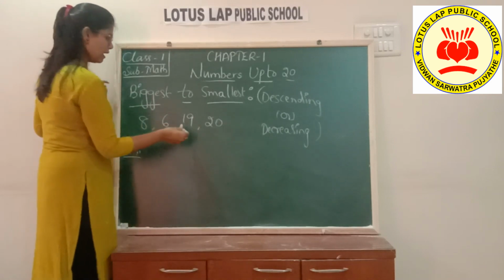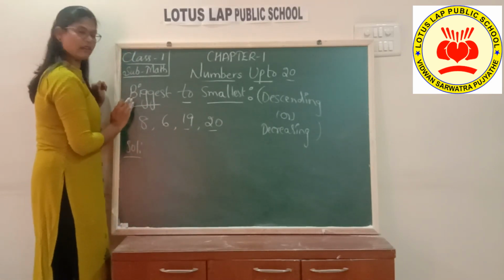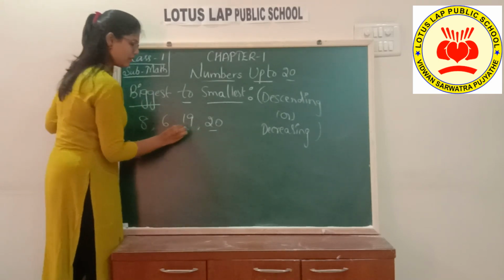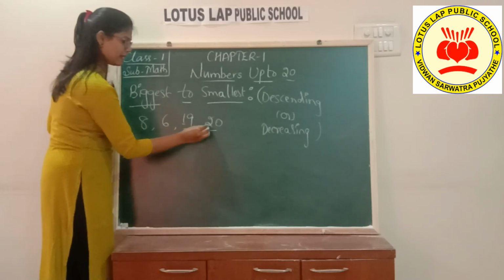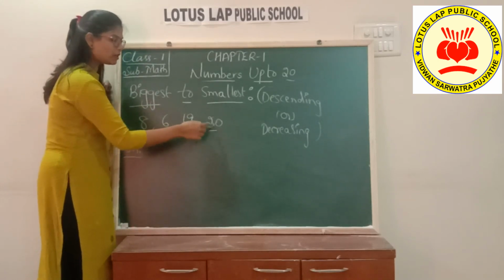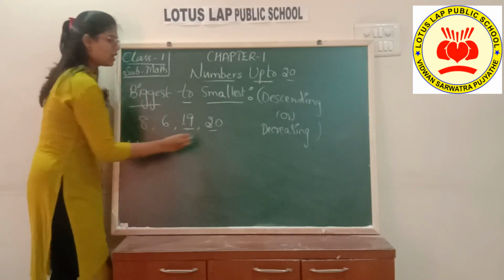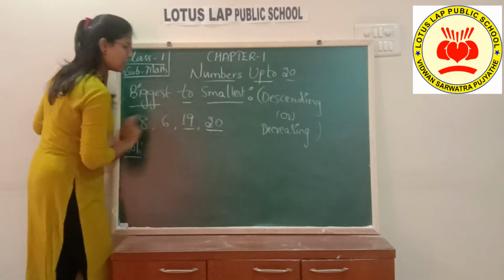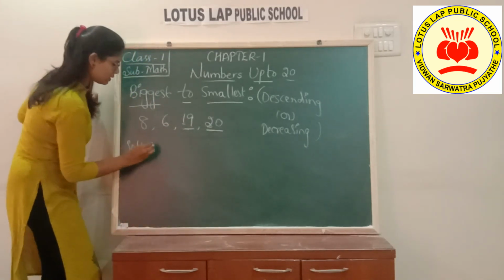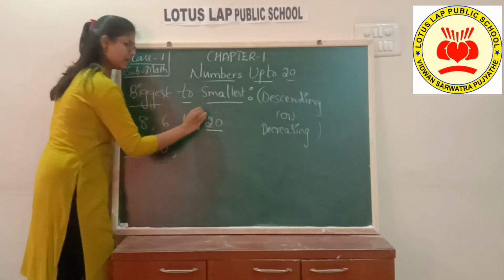Now here we have two digits. Leave this one. We are writing the biggest one first. So we have to compare 19 and 20. Compare the tens place. 1 is bigger or 2 is bigger? Yes, 2 is the bigger one. So we have to write 20. Among these four numbers, 20 is the biggest one. Next, 20 is finished.